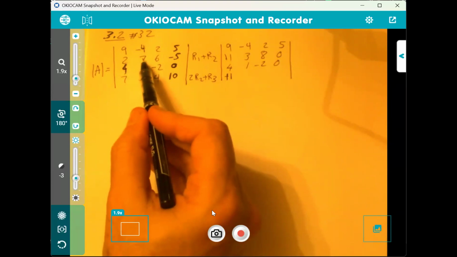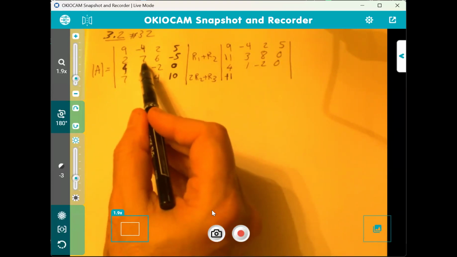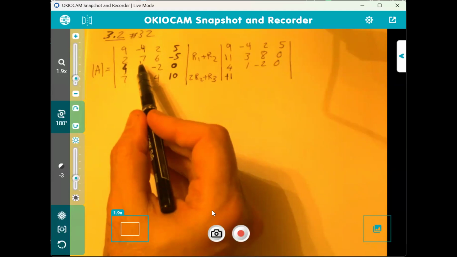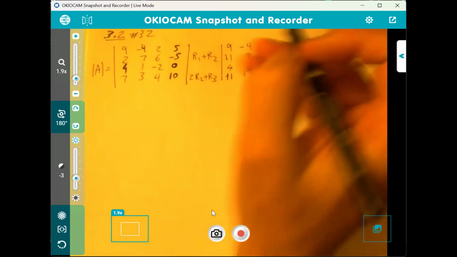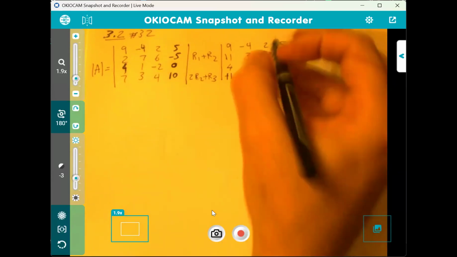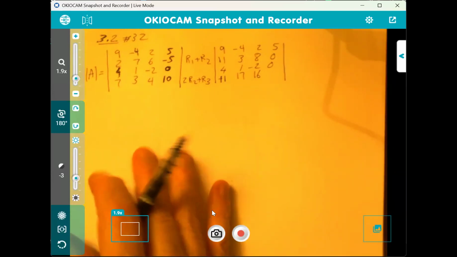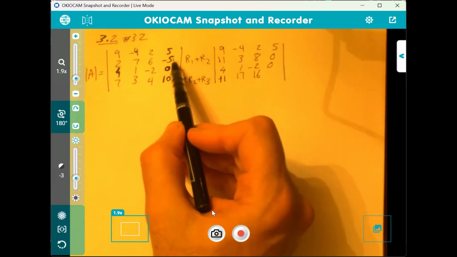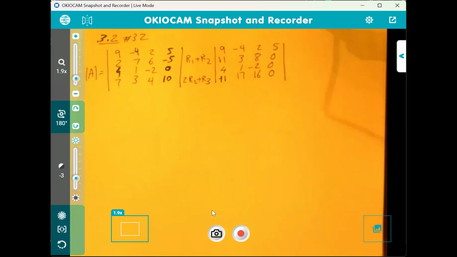2 times 7, 14, and 3. Right? 2 times 7, 14, and 3. That's going to be 17. 2 times 6, 12. 12 plus 4, 16. 2 times negative 5, negative 10 and 10, 0. You see how that worked, folks?